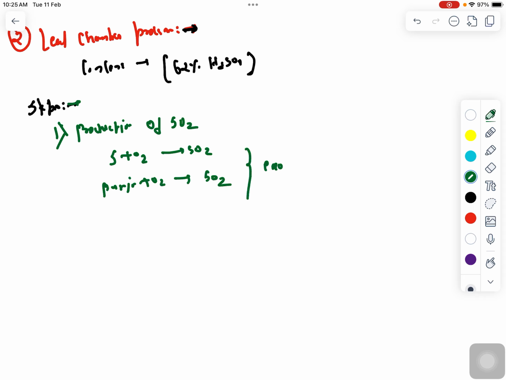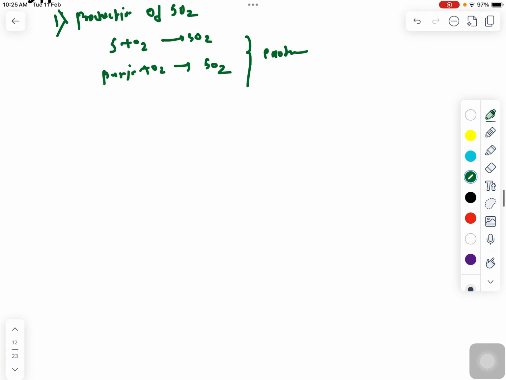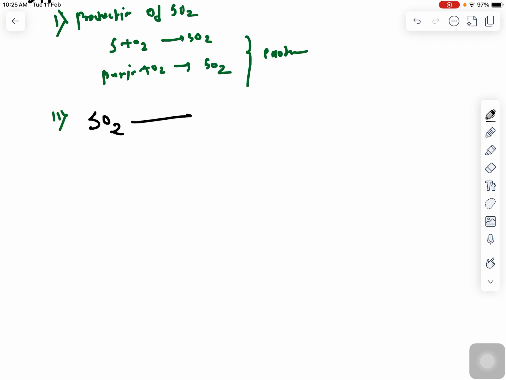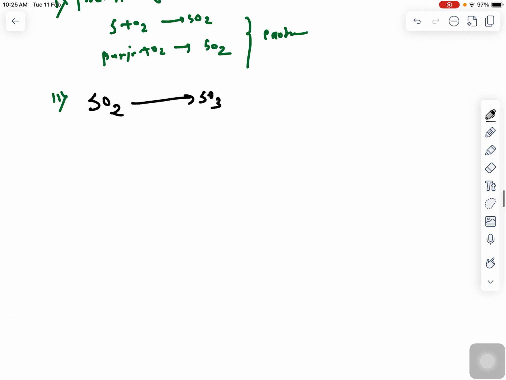So again oxidation is there, so an exothermic reaction will be there. In the second step, SO2 will react with half O2 and produce SO3, right? So again, the second step requires production of SO3 from SO2, right? How is it happening?